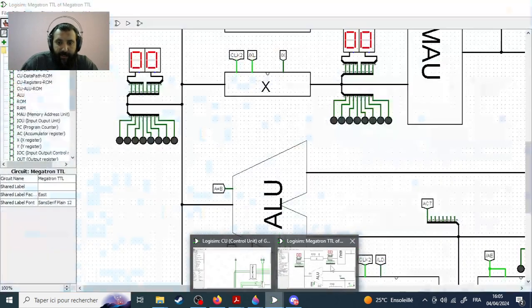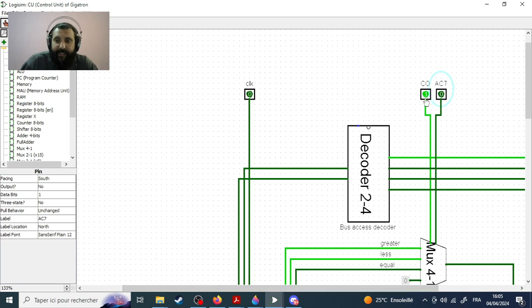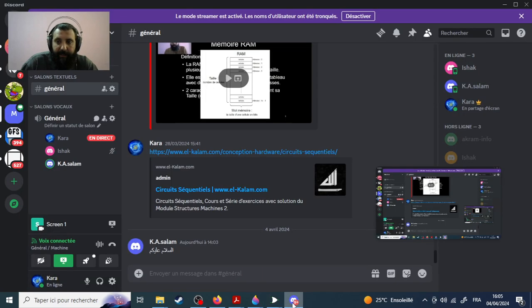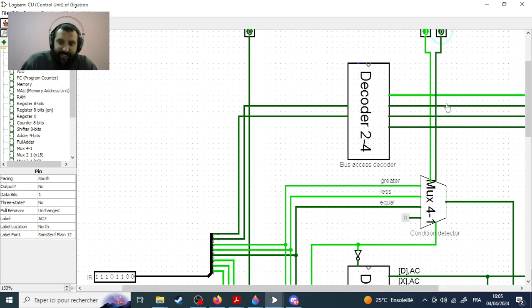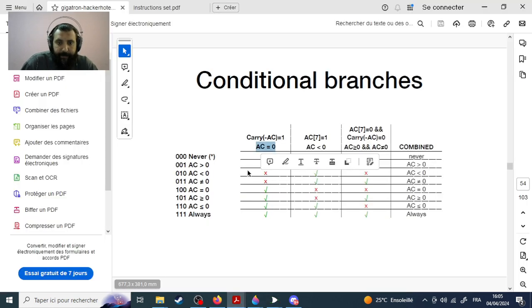Okay, let's do it again. We have C is equal to 1, means carry equal to 0. Not carry, IC is equal to 0. That means it's not zero and it's not less, the condition is false. Okay, let's continue. We have this one, IC is equal to 0.